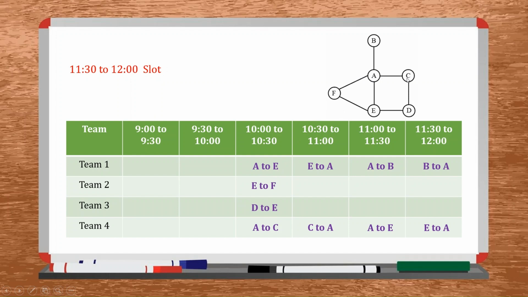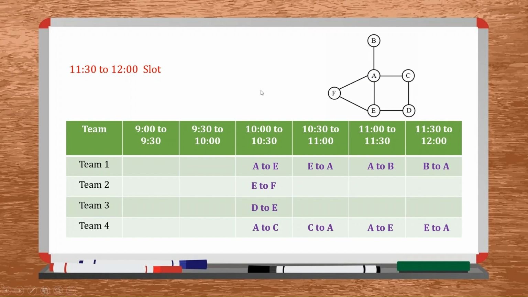Now it can also come from C because it is at F right now. It can go to A and then reach C, and then from C come back to A. So it will go from F to A, then A to C, and then C back to A. So team 2 can actually reach point A from both F and C.